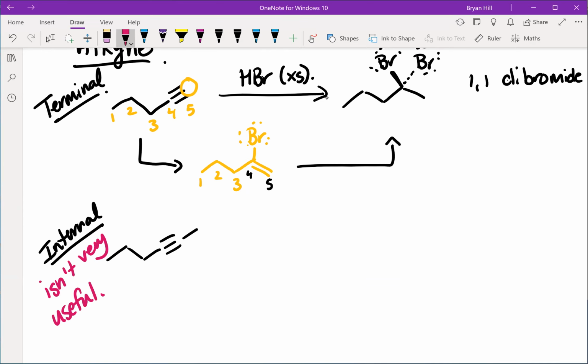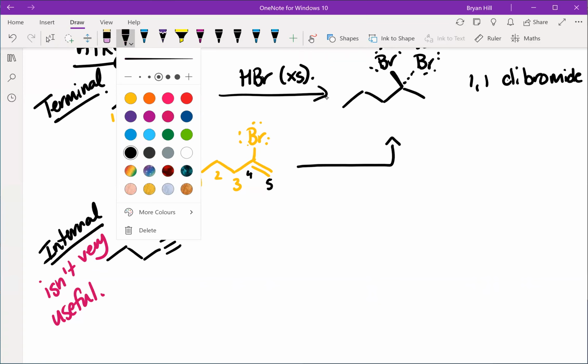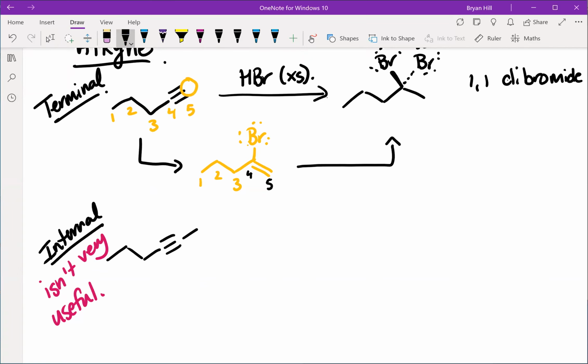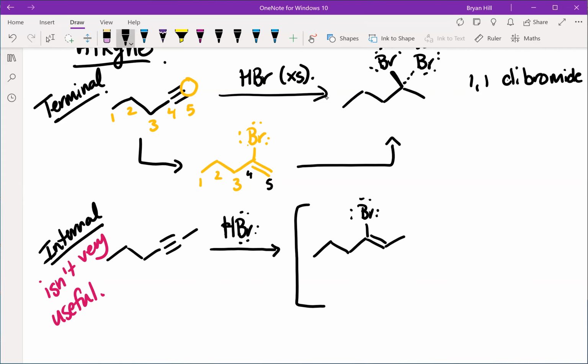So you'll notice that each of these carbons has got the same number of protons, which is 0. So we would expect, for each carbon, step 1, HBr. After step 1, we're going to form 2 products. One, 2, 3, 4, 5, 6. 1, 2, 3, 4, 5, 6.